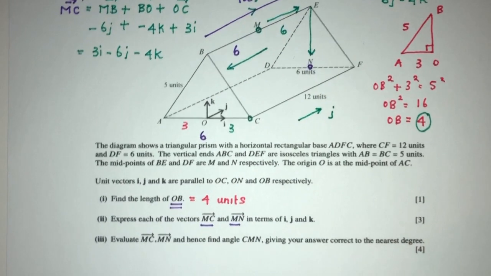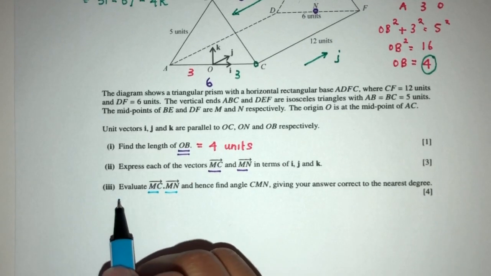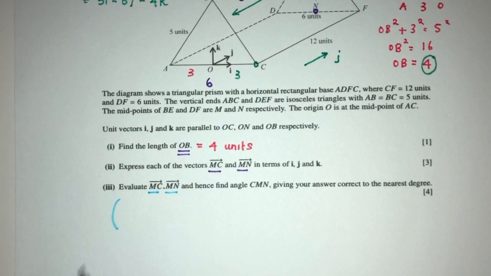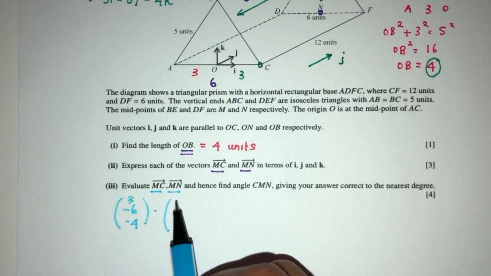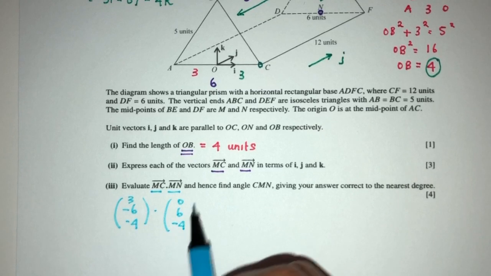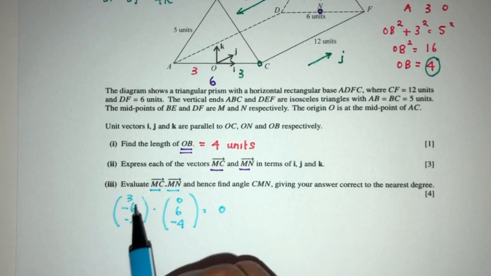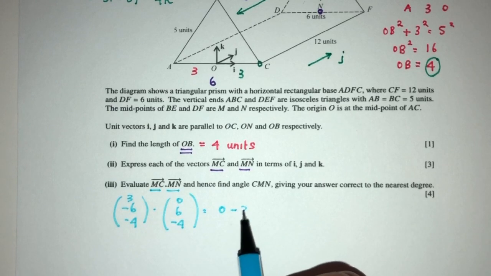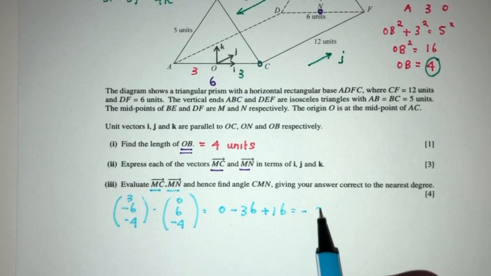Now for part 3, we have to evaluate this dot product. So pretty easy. MC was found to be what? 3, minus 6 and minus 4. Dot MN, that is 0, 6 and minus 4. That will give you 3 times 0 is 0. Minus 6 times 6 will be minus 36. And this will give you plus 16. That will give you minus 20 for your value for this dot product.